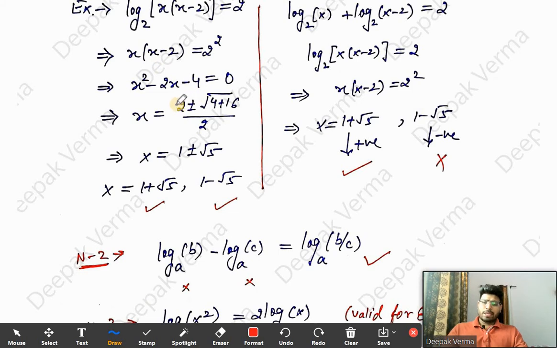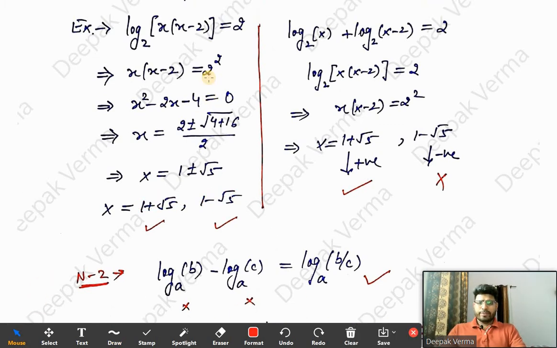So minus b means we get 2 here, plus minus under root b square means minus 2 square, that is 4, minus 4ac we get plus 16, under root 20 means 2 root 5. Got it? Then take out 2 common, this will cancel out and we will be left with 1 plus minus root 5. Here we have two values of x, 1 plus root 5 and 1 minus root 5. So both values are acceptable here.